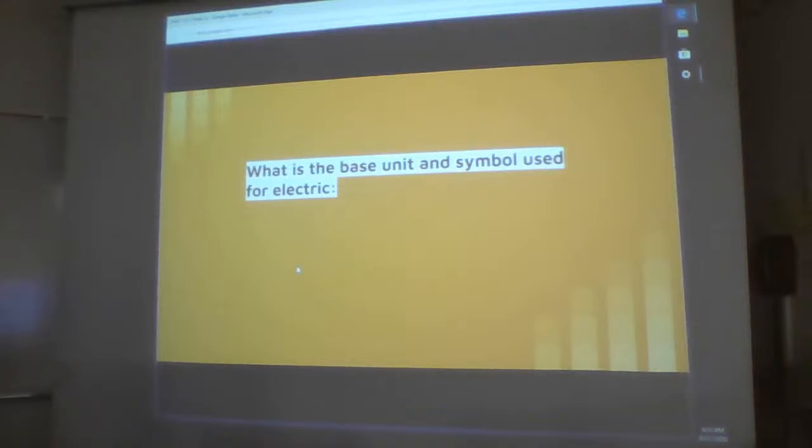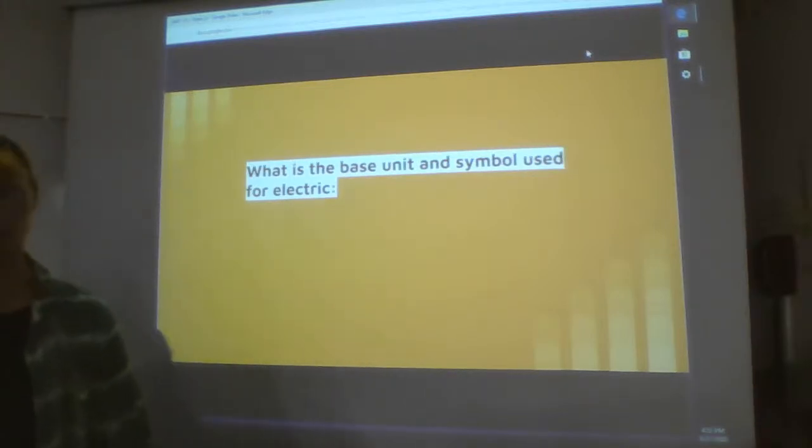These are actually some questions for you. I made these slides as if we were in a live lecture where you could answer these questions on your own, so I'll just go through them with you. These are some examples of questions that you would see in your written exams. They might ask you something like, what is the base unit and symbol used for electric? And there's some examples here.